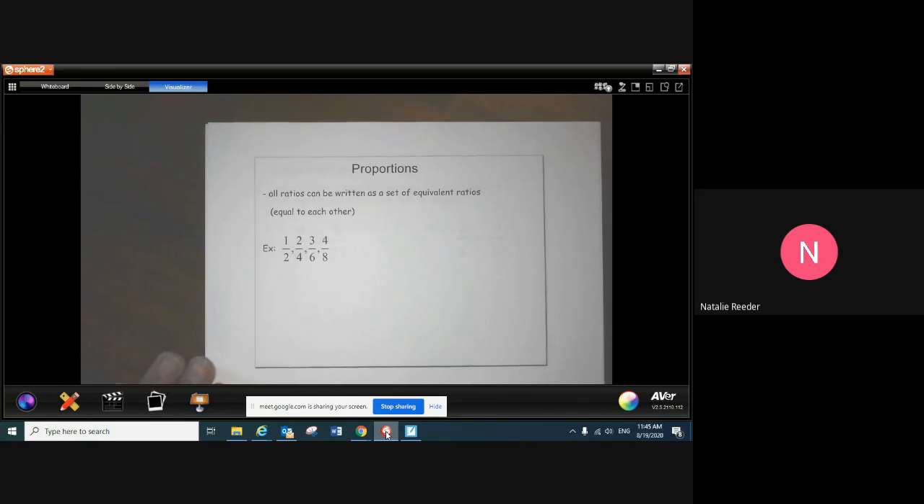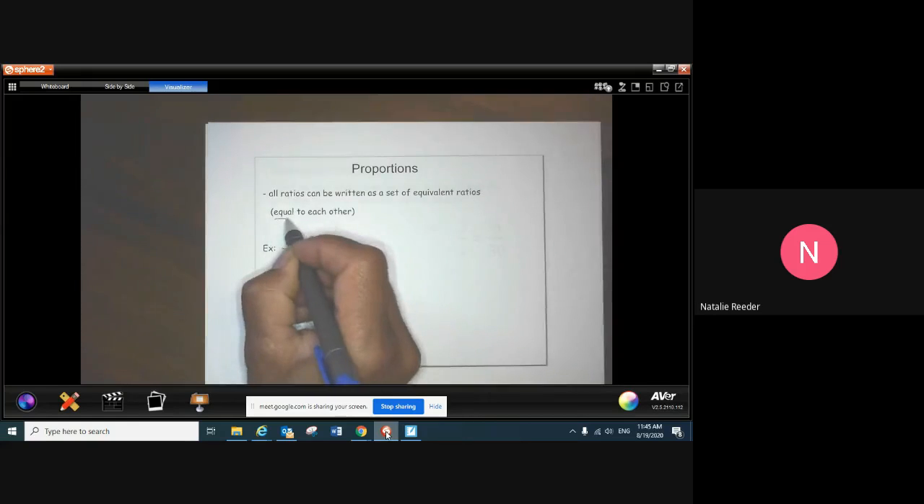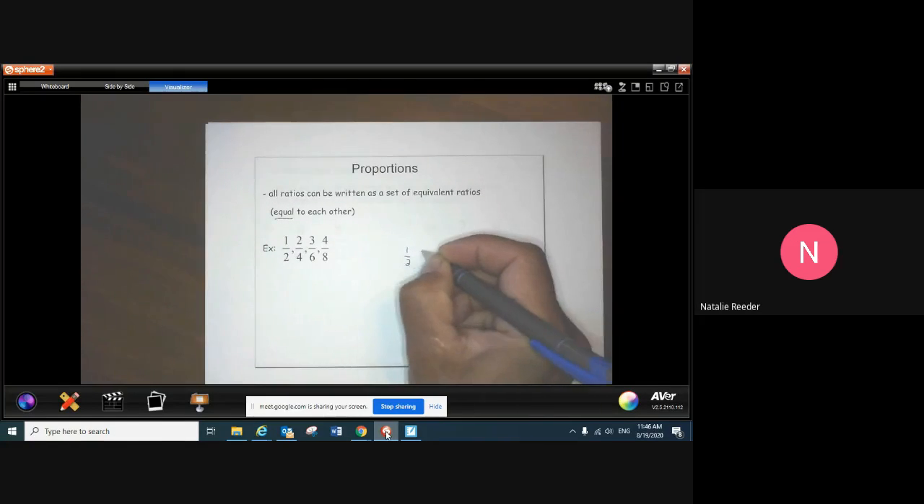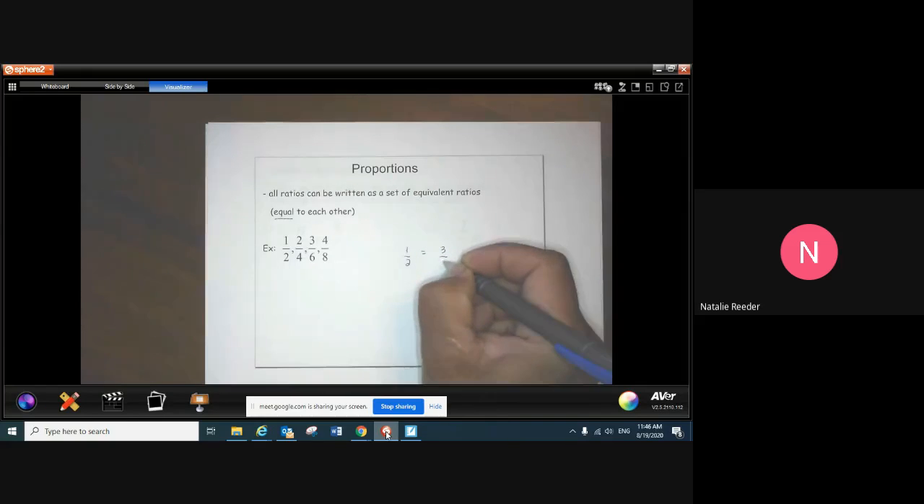Now, what is a proportion? All ratios can be written as a set of equivalent ratios, so they're equal to each other. For example, a half is equal to 2/4, a half is equal to 3/6, and a half is equal to 4/8. If I was to write a proportion, we would say that they are equal to each other. So I could say that 1/2 is equal to 3/6.